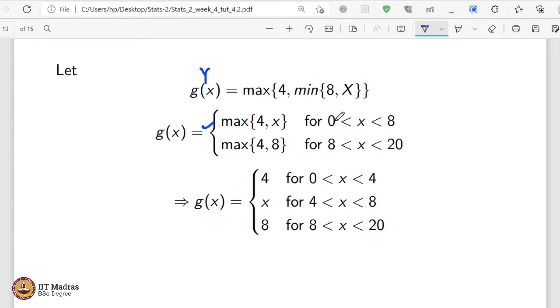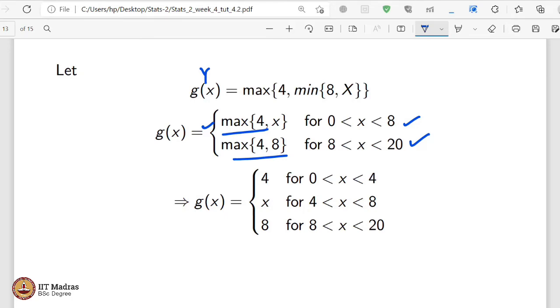And when the value of this x will be greater than 8, automatically 8 will be chosen, because we have to choose from minimum of 8 and x, if x is from 8 to 20. So we have split this into from 0 to 8 and 8 to 20, right? So after splitting that, we have got these two functions, right?